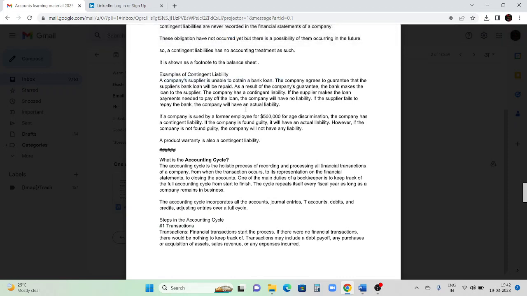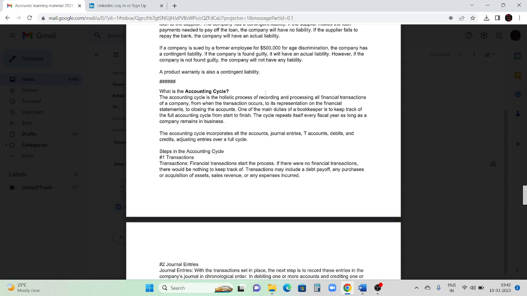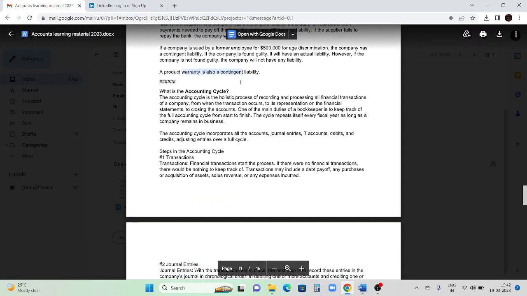A company agrees to guarantee that the supplier's bank loan will be repaid. As a result of the company's guarantee, the bank makes the loan to the supplier. The company has the contingent liability. If the supplier makes the loan payments needed to pay off the loan, the company will have no liability. If the supplier fails to repay the bank, the company will have an actual liability. A product warranty is also a contingent liability.